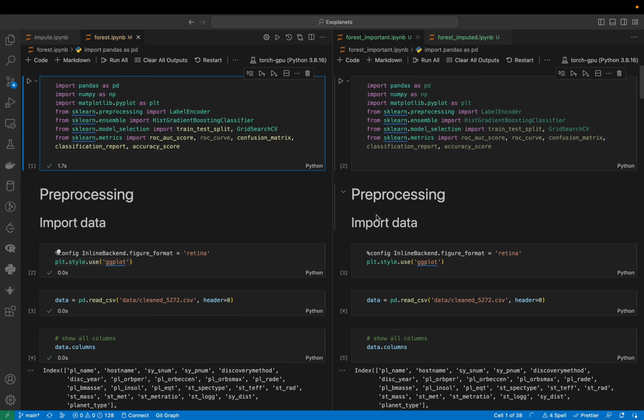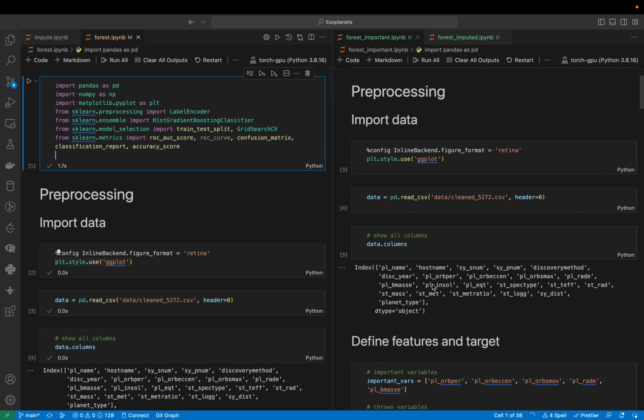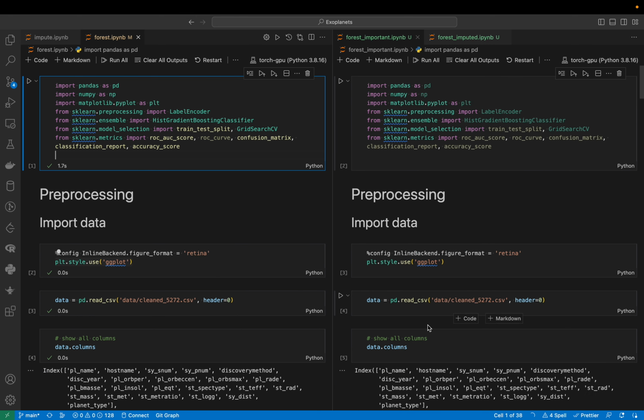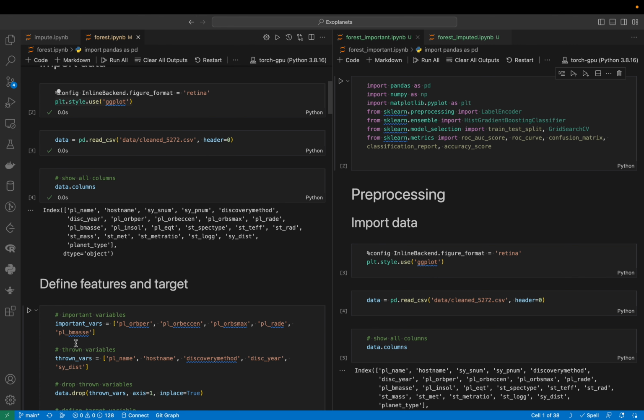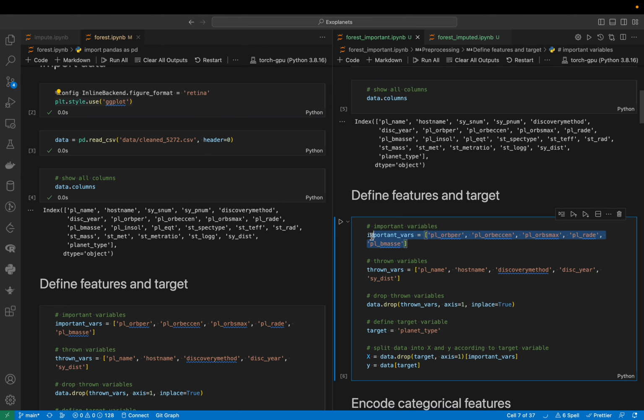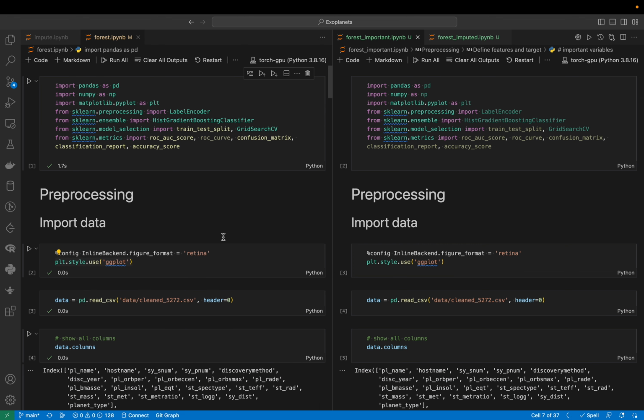Trait-based methods to classify planetary types. First, we use the original dataset that includes missing values. Then we impute the datasets using the known values. And here, on the left, the trait-based methods are based on all of the features. On the right, it's only based on the important variables that we are going to use to improve our accuracy.